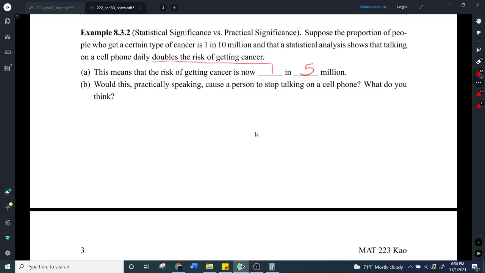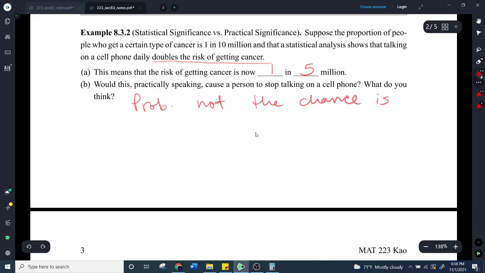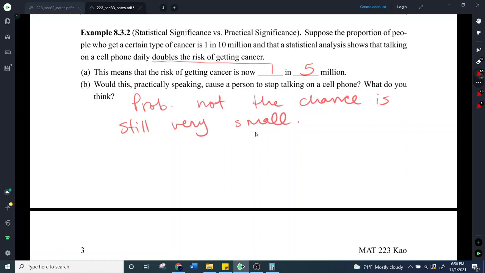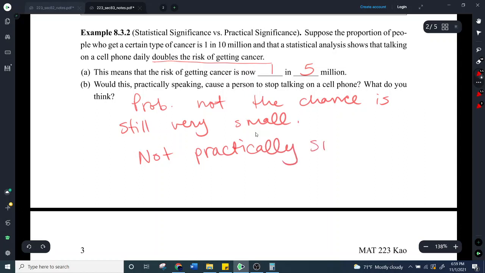Would this, practically speaking, cause a person to stop talking on a cell phone? So if the cancer risk is only 1 in 5 million instead of 1 in 10 million, is that going to cause you, like I said, to lose any sleep over this? Probably not. The chance is still very small. So we might have done some research and said, okay, this is a statistically significant difference from 1 in 10 million, but it's not practically significant. And so that's what we mean, that just because we get something that's statistically significant, it's not always practically significant.